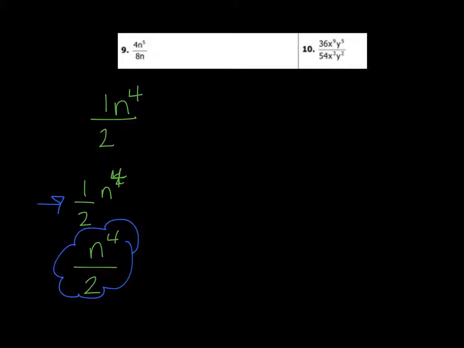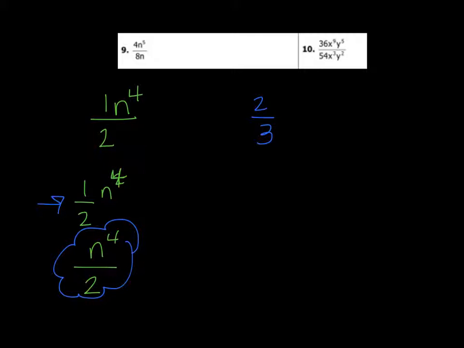So here I have 36 over 54. Remember, if you're not great with simplifying fractions, you could always use your calculator. So if I do 36 divided by 54, it gives me 0.6666667. And to change that decimal back into a fraction, I hit math, enter, enter, and I find out that that is 2/3.